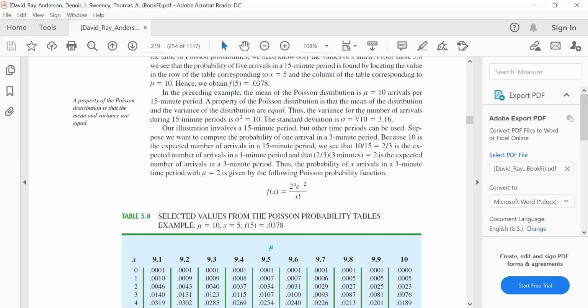Thus, the variance for the number of arrivals during a 15-minute period is sigma squared, which is equal to 10. The variance and mean in the Poisson distribution are equal, and the standard deviation is the positive square root of 10, which is equal to 3.16.